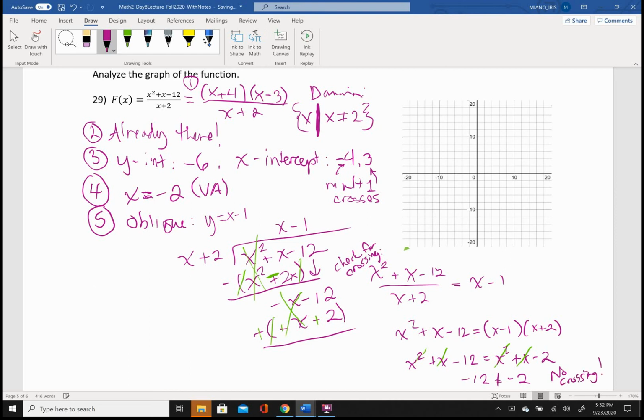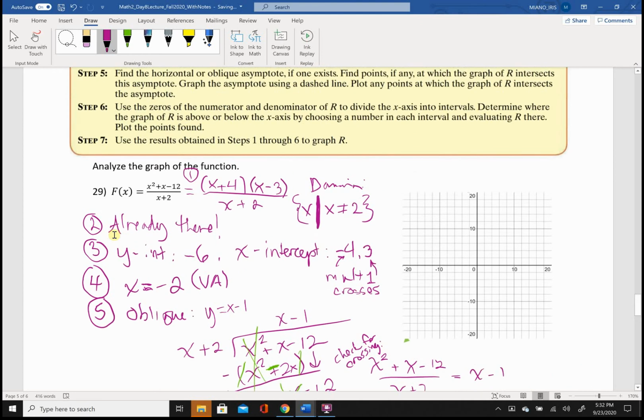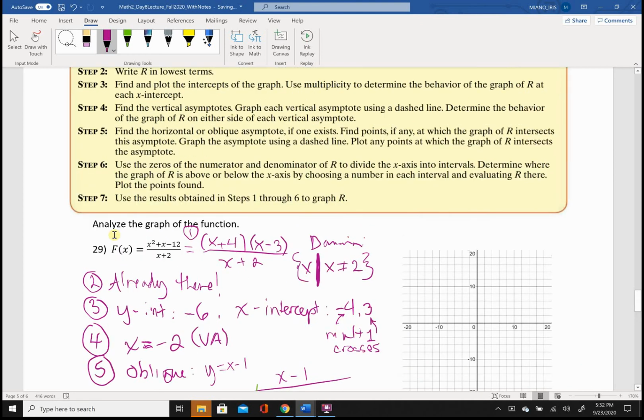Great. All right, so now I think we're ready to perform our sign analysis. Step 6 states that we want to use the zeros of the numerator and denominator of r to divide the x-axis into intervals. So on a horizontal axis, we're going to plot all of the zeros for both numerator and denominator, and then determine where the graph of r is above or below the x-axis by choosing representative numbers to feed into the function and get the outputs. If the outputs are positive, those are above the x-axis. If they're negative, it'll be below.